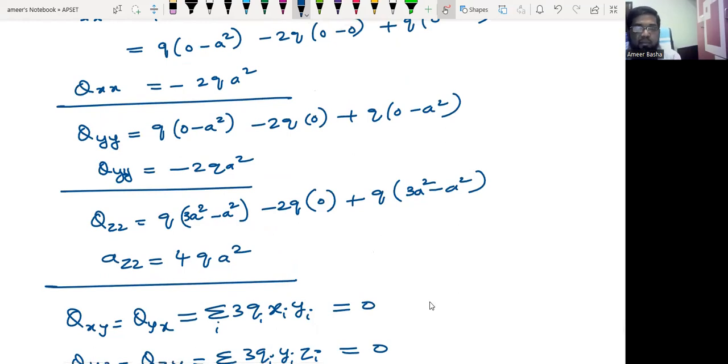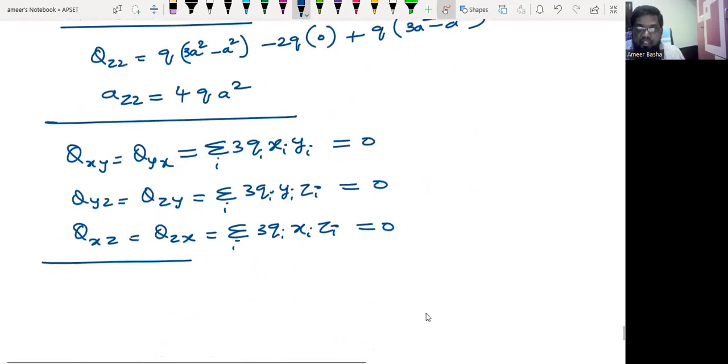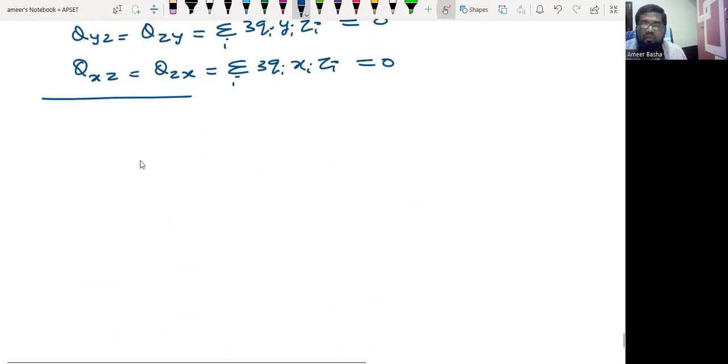So what this means is that a linear quadrupole does not have the cross terms. It does not have the cross terms. It should not. So I'll write the Q tensor here.